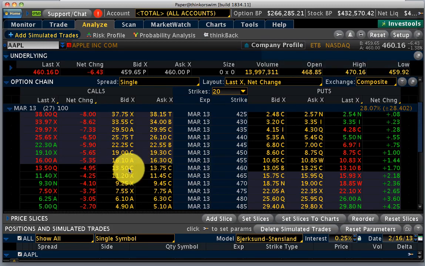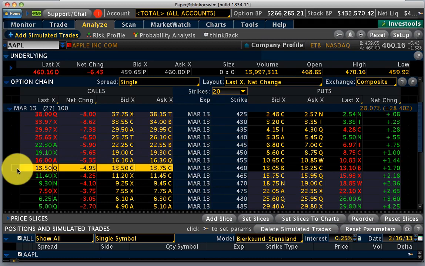The buyer wants to buy, the bid price is the buyer's price. So that's the way you can remember. B is buyer. The bid price is a buyer's price. So the buyer is willing to pay a maximum of $13.50, let's say, for this option. And the seller is willing to sell it at no less than $13.75. So this is the bid and ask spread.